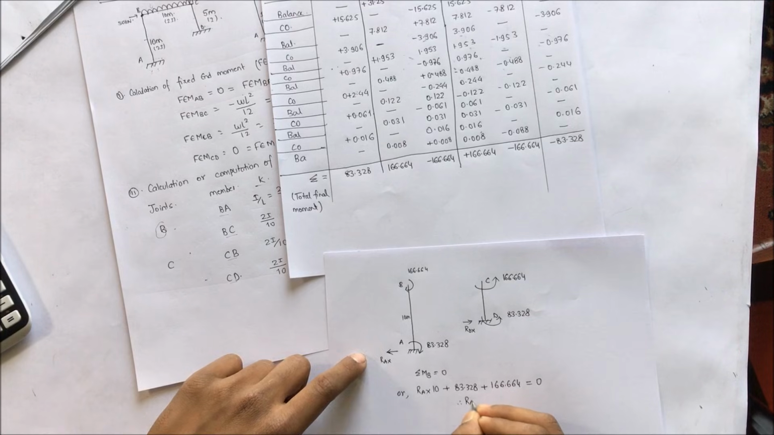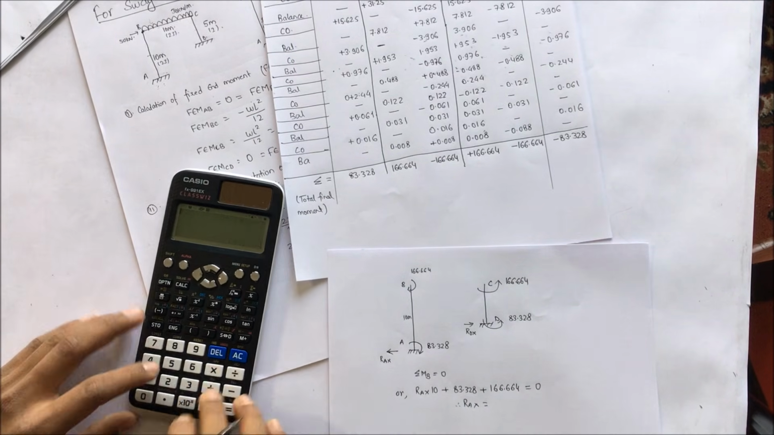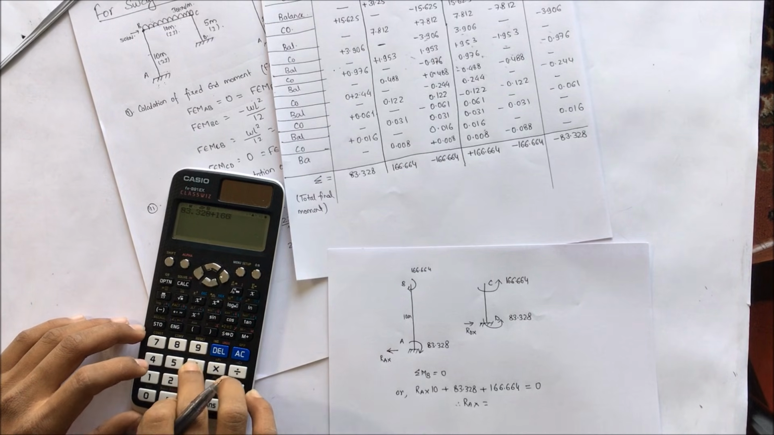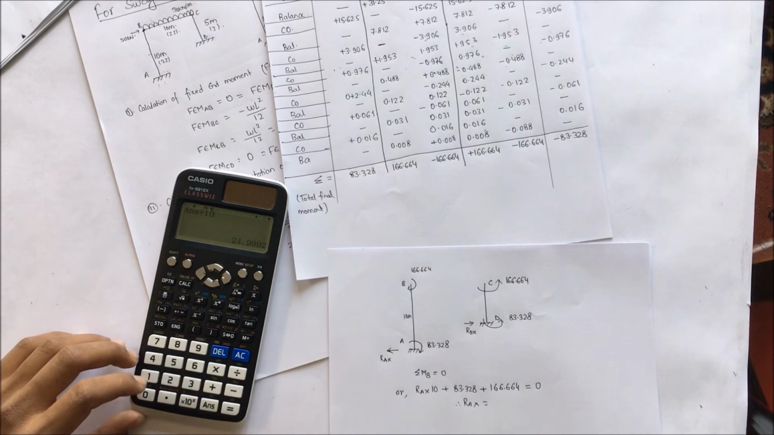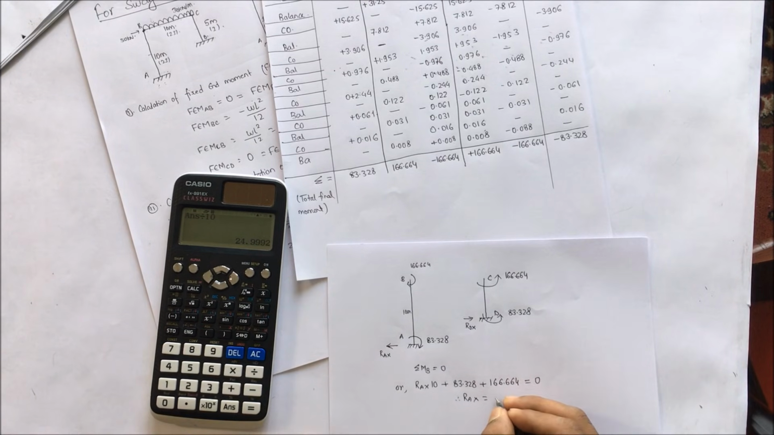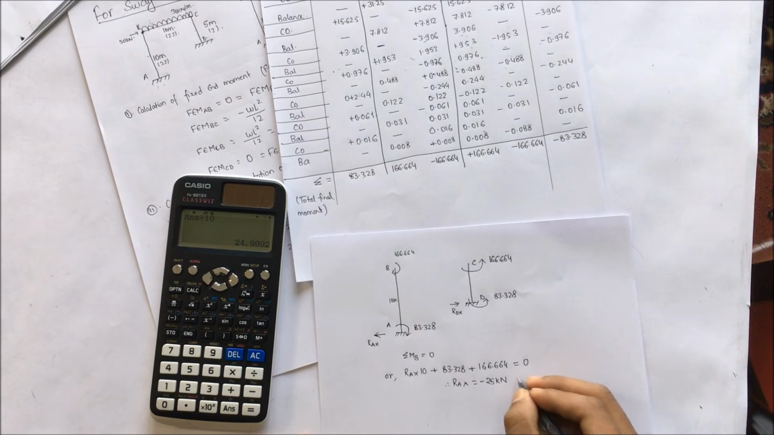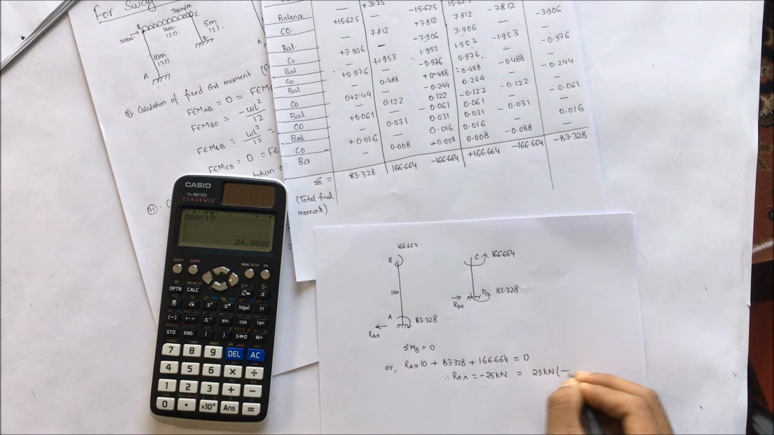I get RAX is equal to 83.328 plus 166.664 divided by 10, 24.9, that is nearly equal to 25 kilonewton, but with a minus sign. That is, our assumption is wrong and the load will be acting in this direction.